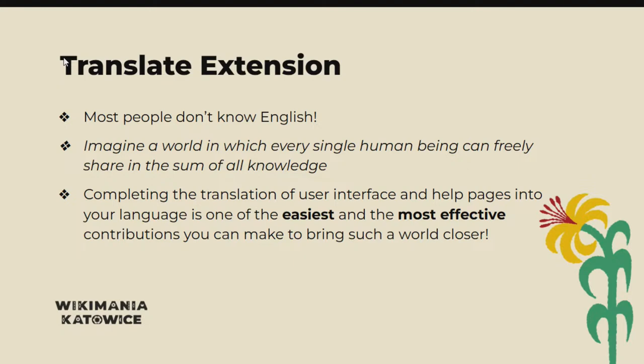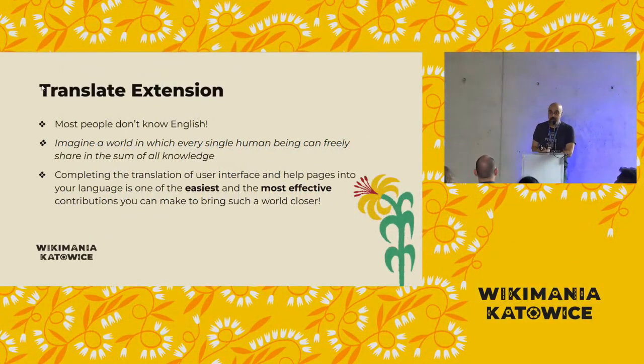I never get tired of reminding people that most people don't know English. Remember, most people don't know English. We have this vision: imagine a world in which every single human being can share in the sum of all knowledge. If we speak about every single human being, most people don't know English. So this means that you should not only write articles in the Wikipedia in your language. You should also write the user interface in your language.